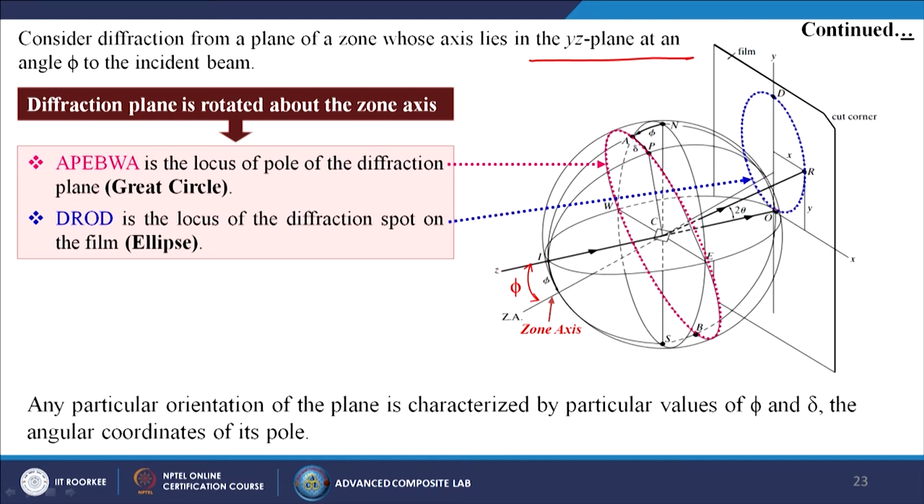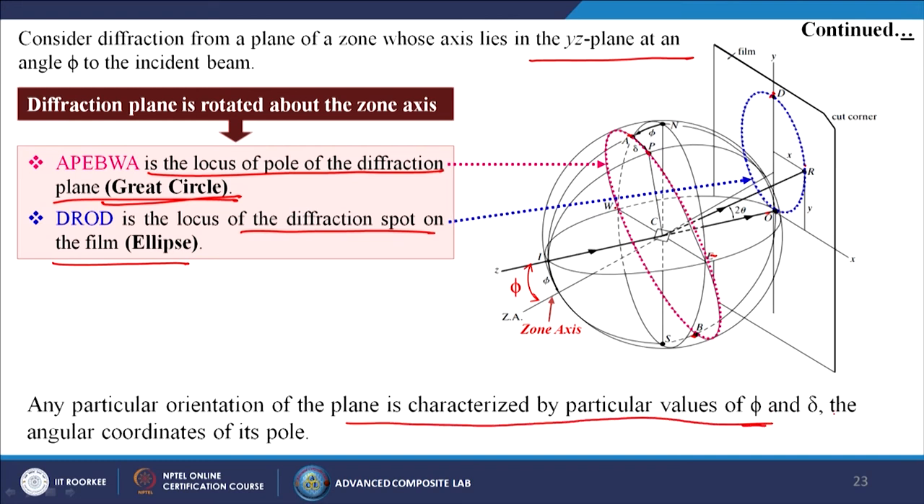So, the incident beam is going over there, and then A, P, E, B and W. A is the locus of the pole of the diffraction plane, which is known as the great circle. And in this particular case, these blue dotted circles are the locus of the diffraction spots on the film, which is elliptical in nature. So, any particular orientation of the plane is characterized by particular values of phi and delta, the angular coordinates of its pole. Anyhow, we are going to measure the angular coordinates of any points or maybe the pole.